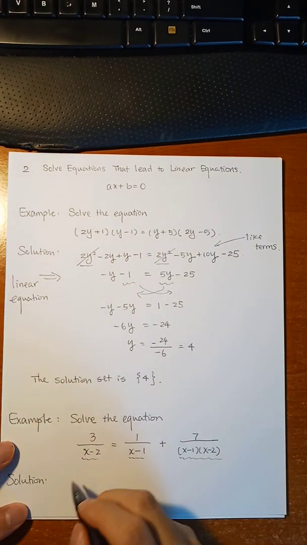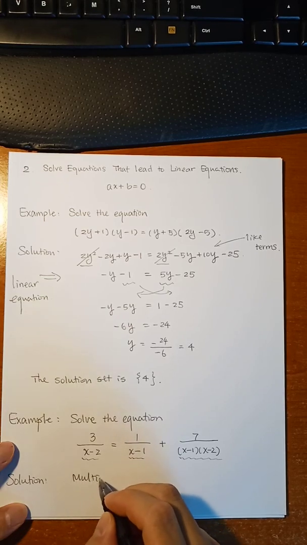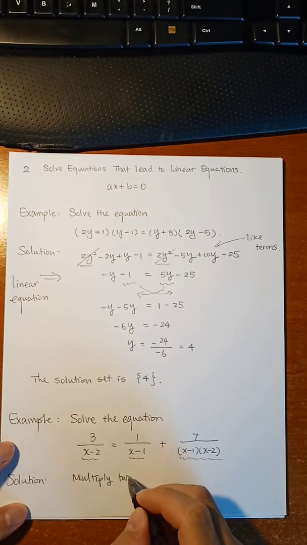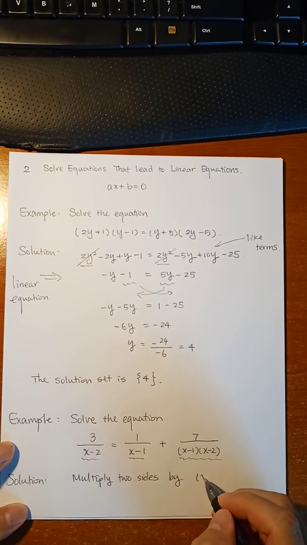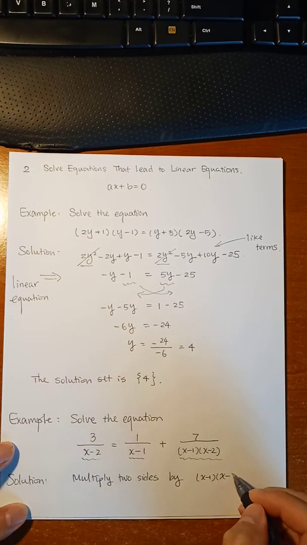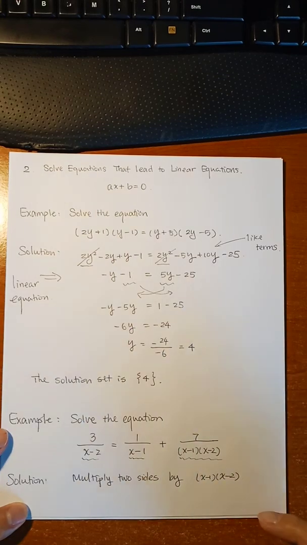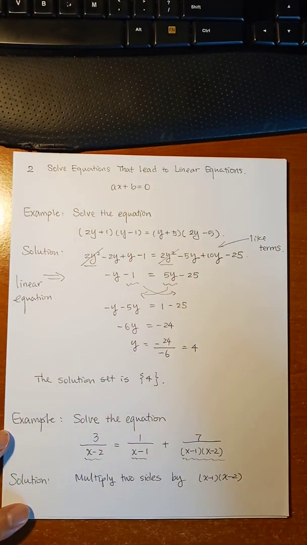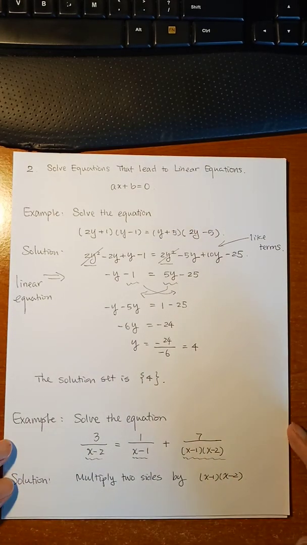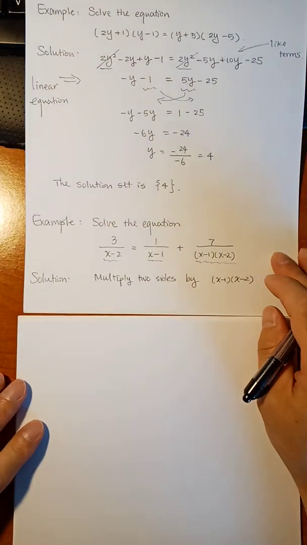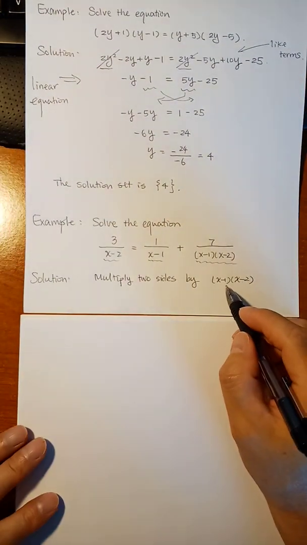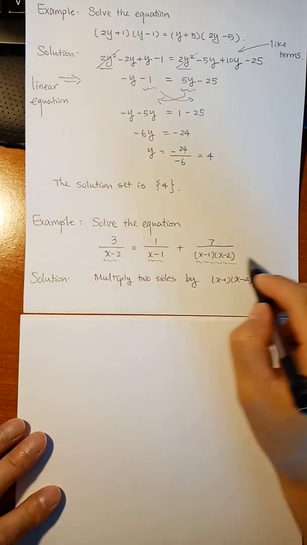Remember, we are going to multiply two sides by x minus 1 times x minus 2. It's like what we did in the last video. If you have 1 over 3, 1 over 2, we're going to multiply by 6 to transform the fractions into integers. So we like integers more than fractions. Okay, x minus 1, x minus 2, we multiply two sides.